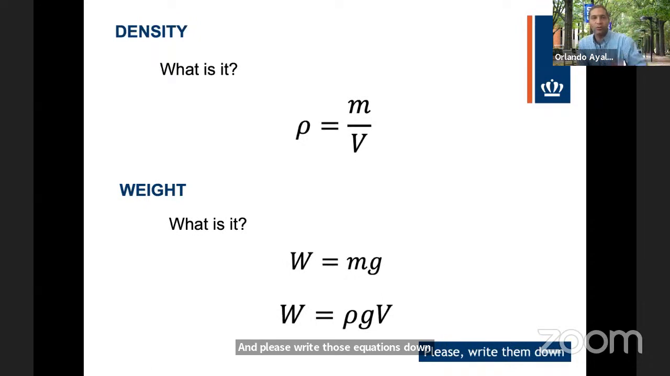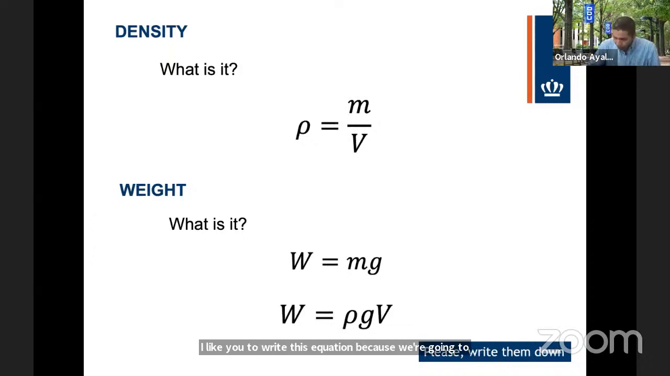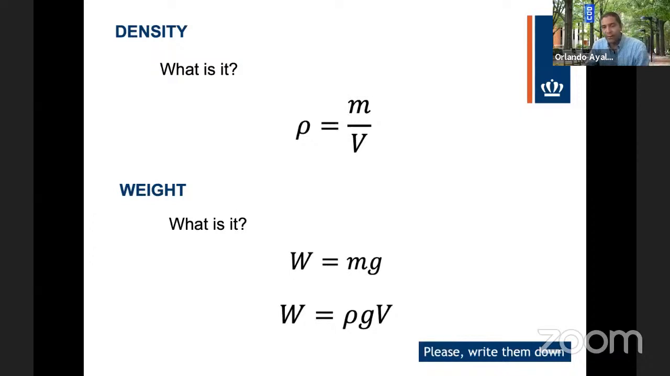Please write those equations down. First, density is equal to mass over volume. And the other one is that the weight is equal to density, gravity, times volume. I'd like you to write those equations because we're going to need them in the near future. I'll give you a few seconds. Once again, density is equal to mass over volume, and weight is equal to density, gravity times volume.